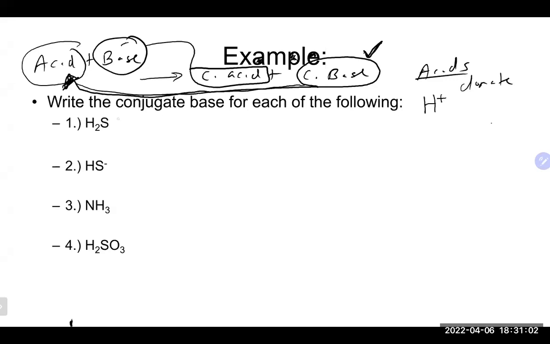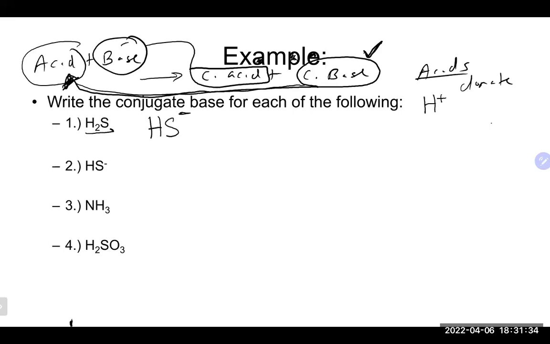So with that basic definition, I know now that I need to pretty much take off an H plus here. So when I take off the H, I end up with an HS. Remember that when you do lose the plus part of it, it does affect the overall charge. So every time you lose a plus, you actually become one more negative. So it was neutral, lost a plus, becomes one more negative, and we end up with HS minus as the conjugate base. Any questions on that there?